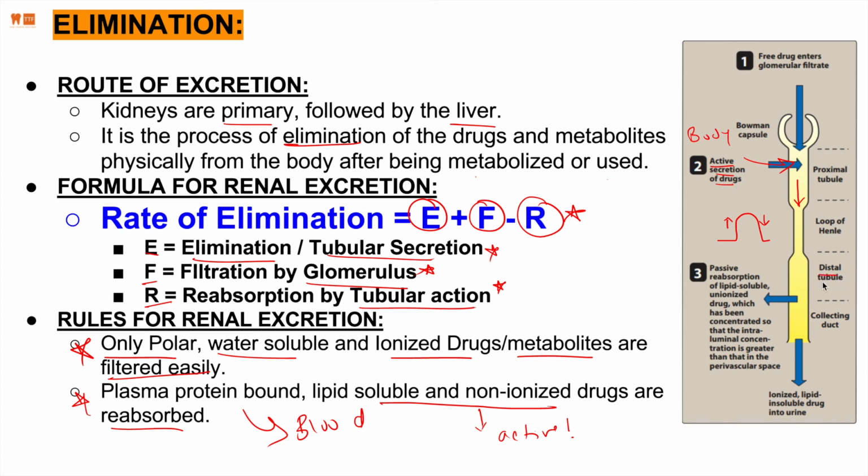However, in the distal tubule, distal convoluted tubule, that's where passive reabsorption of lipid soluble, unionized, so basically active drugs, happens, which has been concentrated so that the intraluminal concentration is greater than that of the perivascular space. This entire clause basically means it moves through this gradient. And then the collecting duct will then just eliminate the ionized, the lipid insoluble, also known as water soluble, into the urine, and it leaves our body. That's elimination.